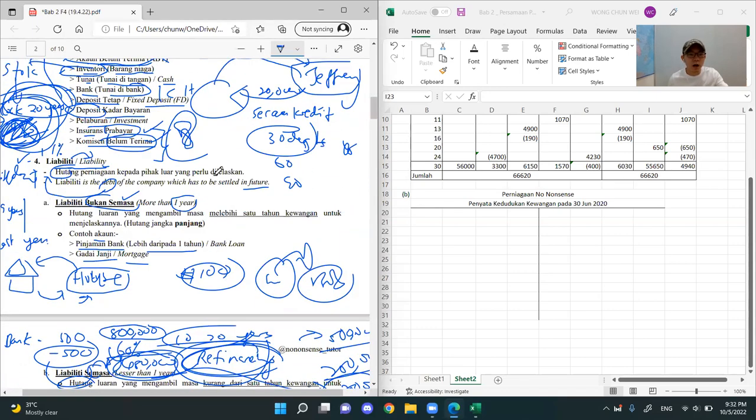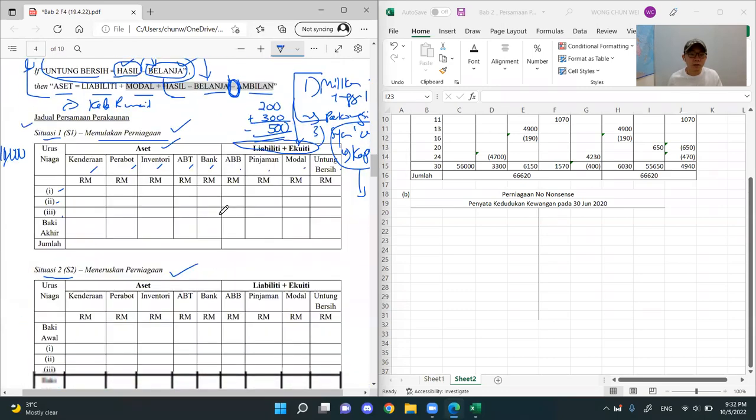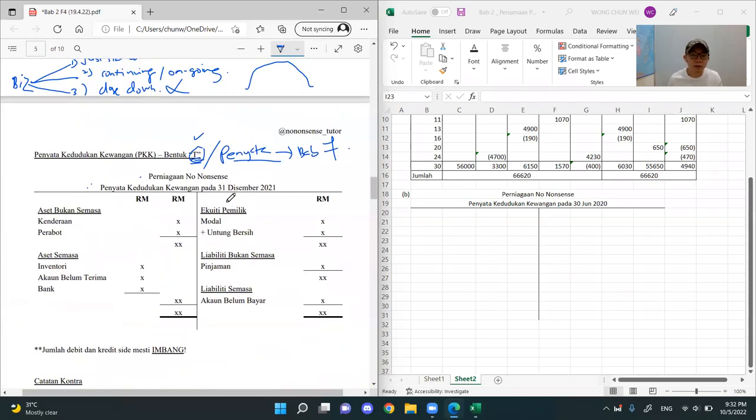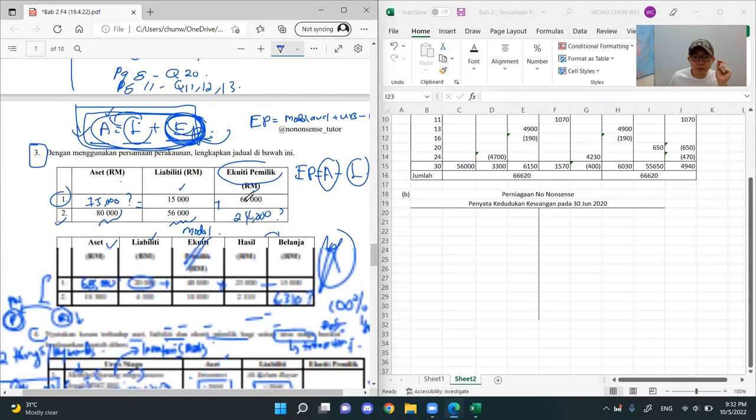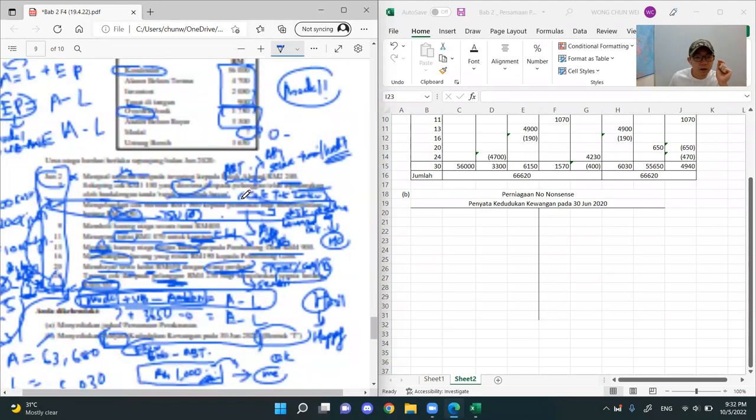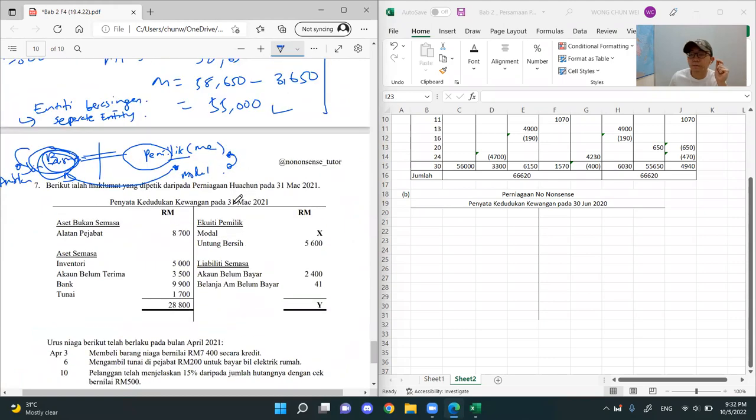You can see it's, wow. Sometimes even I myself can't see what I'm writing. But that is Bentuk T here.